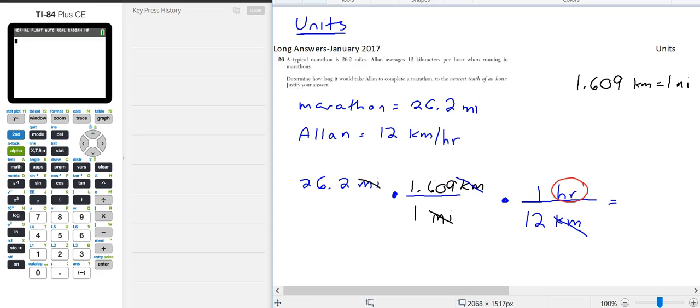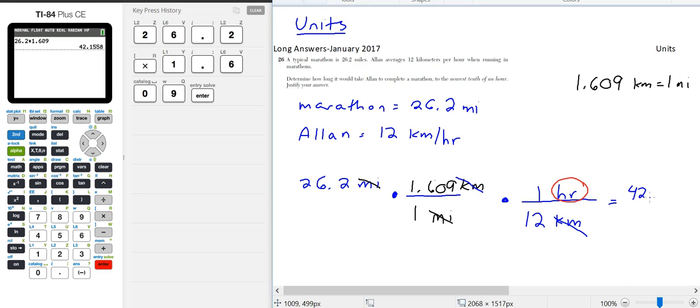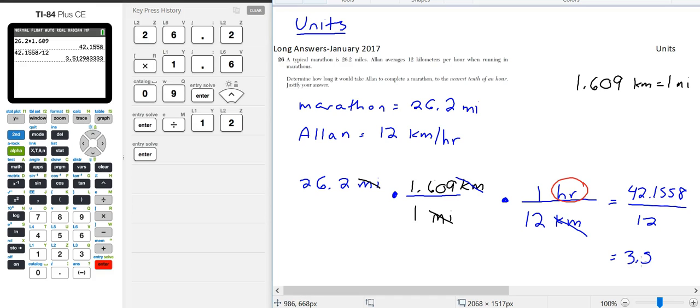So let's do it on the calculator. 26.2 times 1.609 times 1 is 42.1558 over 1 times 12 is 12. Now all we need to do is divide this number by 12. And we need to round this to the nearest tenth of an hour. So it'll take him 3.5 hours to run the marathon.